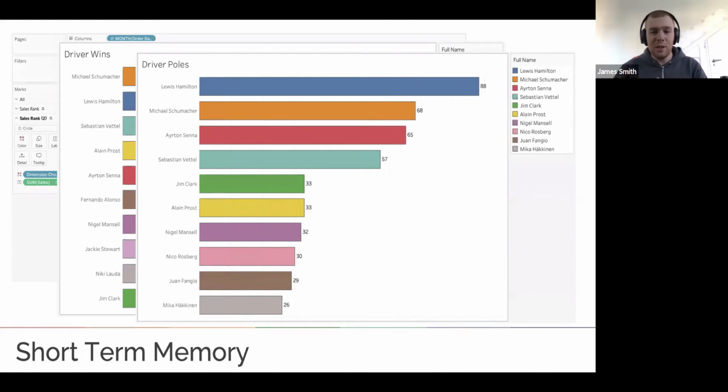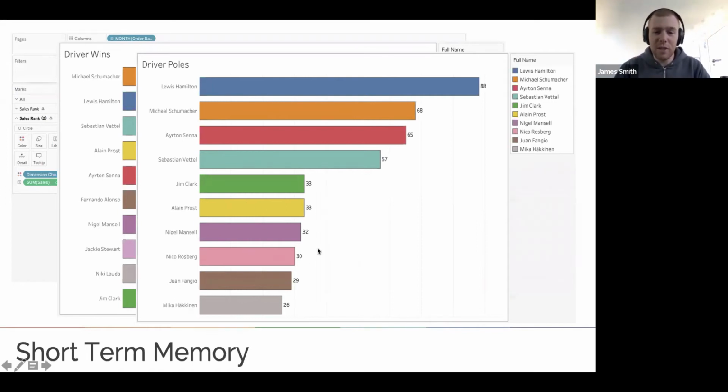So this is how we make use of the short-term memory when you're looking at several charts, perhaps on the same page, making a link between the colors in those charts. It can be a really effective way of allowing the user to quickly grasp there's a connection between those two charts.